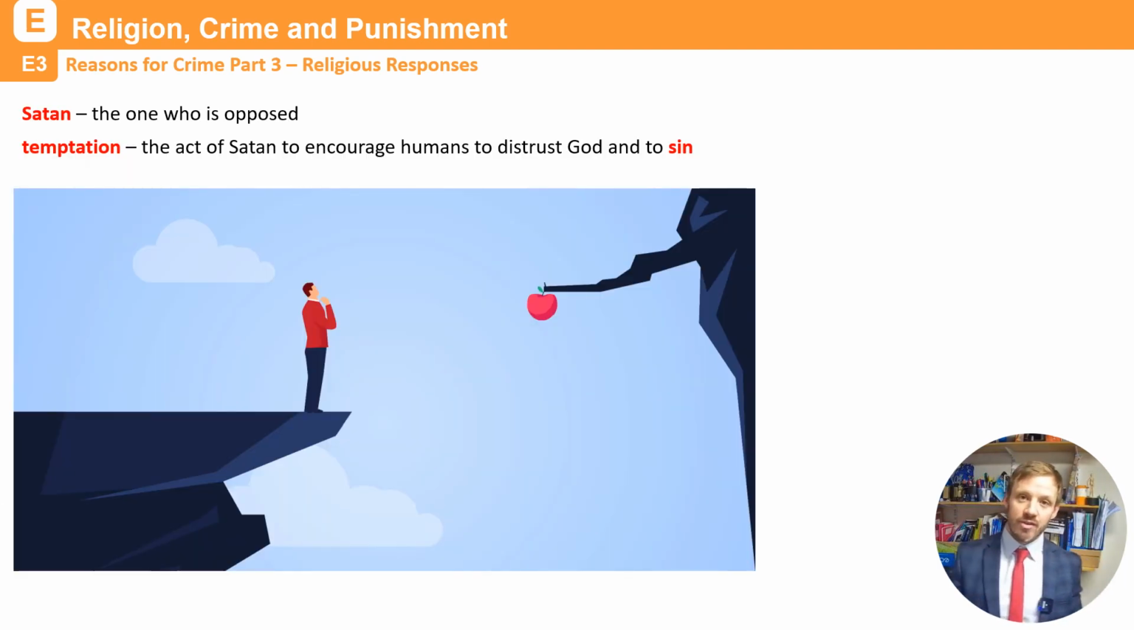Now, as well as this, from the same story in Genesis 3, we get the idea of a tempter, Satan. Satan means the one who is opposed. It's the one who is against God and wants to work against God's goodness. The way Satan does this in the world, Christians believe, is he encourages humans to distrust God and distrust God's goodness. We see this in Genesis 3, where the serpent tries to twist God's words and get Eve to doubt God's goodness.